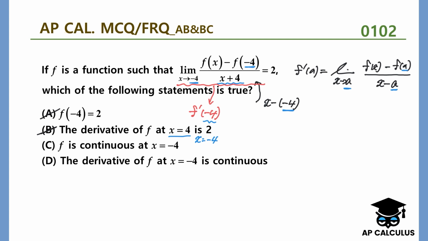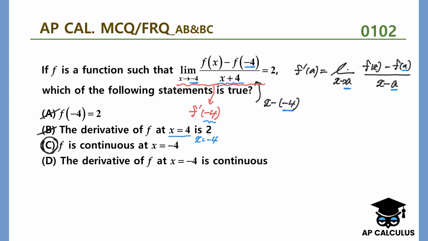Answer choice C. f is continuous at x equal negative 4. That's true, right? Because the derivative of f at x equal negative 4 is equal to 2, which means it is differentiable at x equal negative 4. If the function is differentiable at x equal a, then the function has to be continuous at x equal a, right? So we know that f is continuous at x equal negative 4. So that's the answer. That's true.